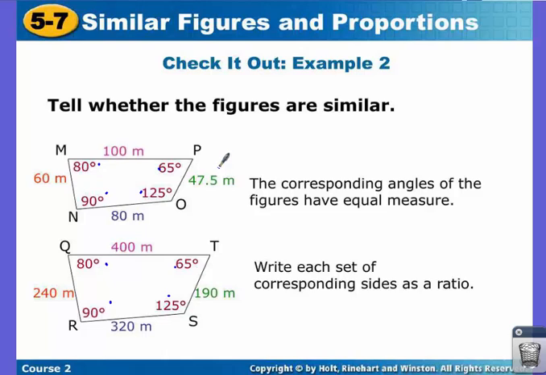47.5. I don't know that one. Okay, well, take your calculator, you multiply that by 4. Does that give you 190? And it does. And if you look at all the angles and you match all the sides, if it all works, then we know that they are similar. Okay, and that's the big thing about similarity. Our corresponding angles must be congruent and our corresponding sides must be proportional.